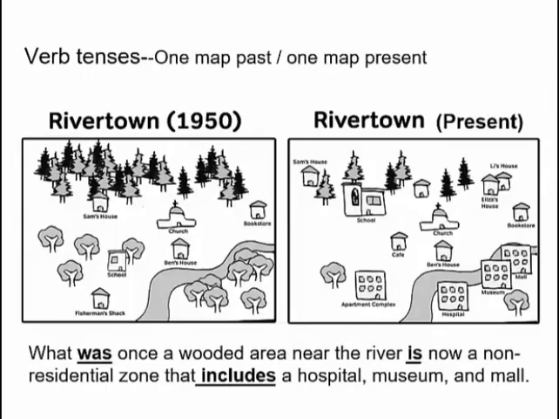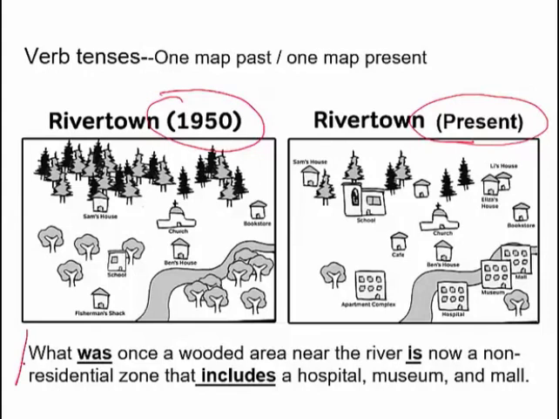What if we have on the left here a map with Rivertown in 1950, but on the right we're thinking about Rivertown in the present. Okay, so our tenses and our description of time have to change in this case. We have to focus on it so that our descriptions make sense. Down below we've got a sample sentence there. What was once a wooded area near the river is now a non-residential zone that includes a hospital, museum, and mall. We can use present tense now because these changes are current, and that's what the town currently looks like.